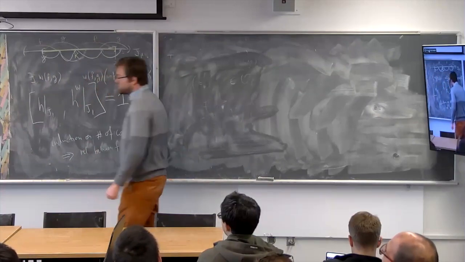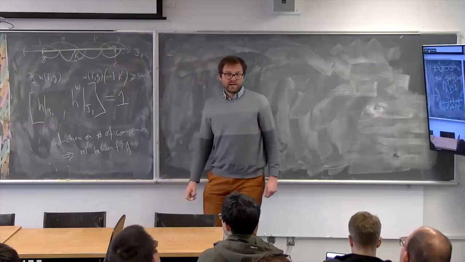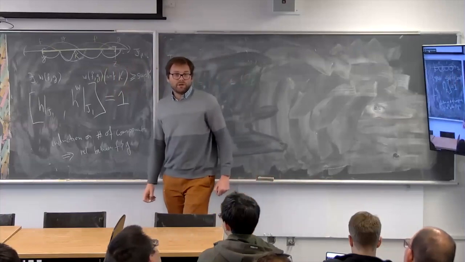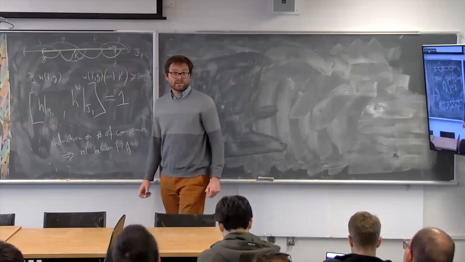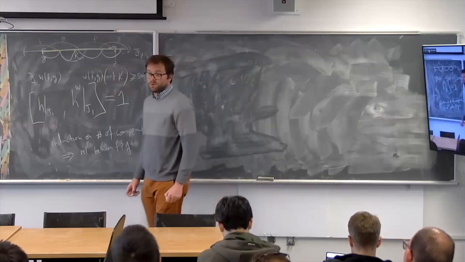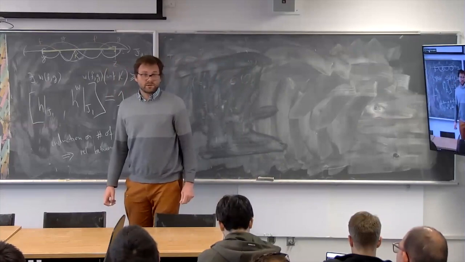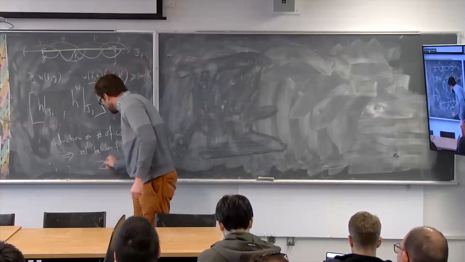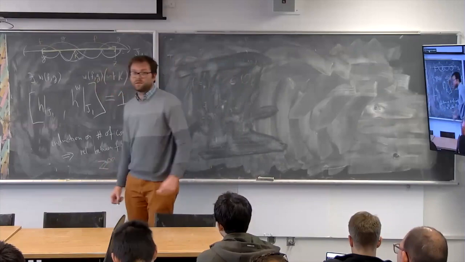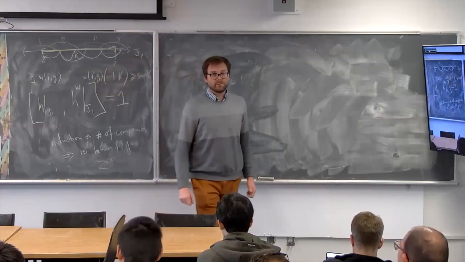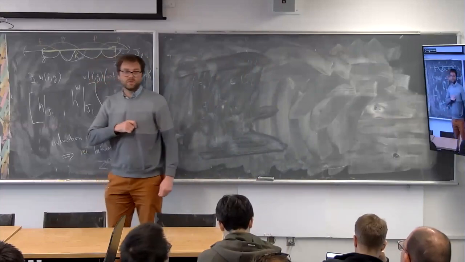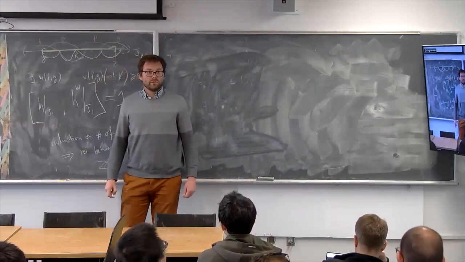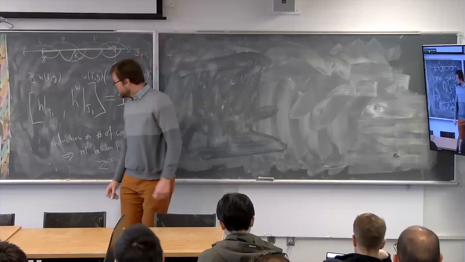In fact, you can say more. You can say that any non-abelian subgroup of PL_I contains a subgroup that's isomorphic to Z to the infinity, like some infinite direct sum of copies of Z. So that's a very strange feature of piecewise linear homeomorphisms of the interval. So that's the proof of the Brin-Squier theorem.